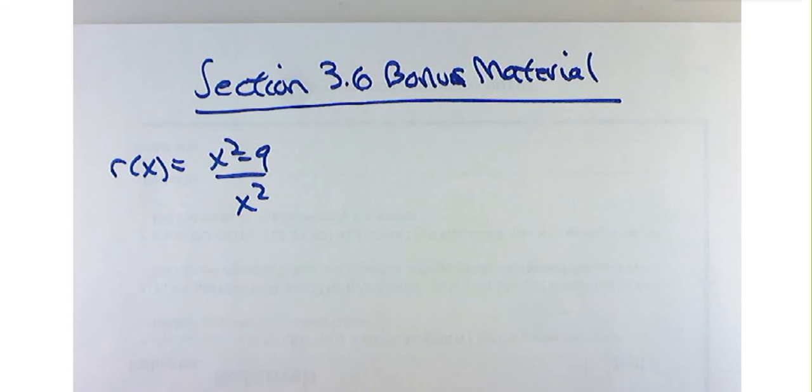So a few extra bonus problems for section 3.6. We're going to start by looking at r of x equals x squared minus 9 over x squared. Now there's a couple things I'd probably ask for on something like this.